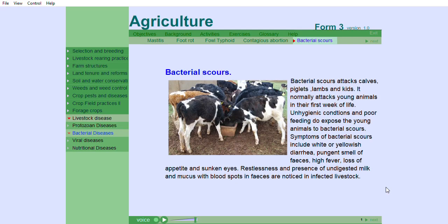Symptoms of bacterial scours include white or yellowish diarrhea, pungent smell of feces, high fever, loss of appetite and sunken eyes. Restlessness and presence of undigested milk and mucus with blood spots in feces are noticed in infected livestock.